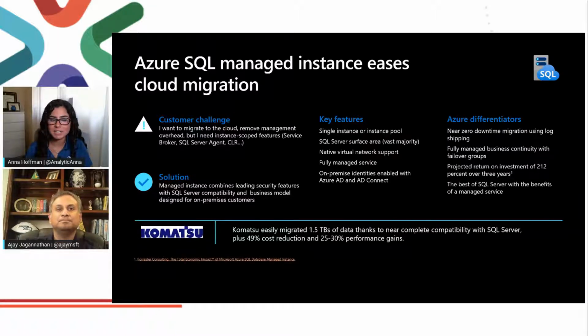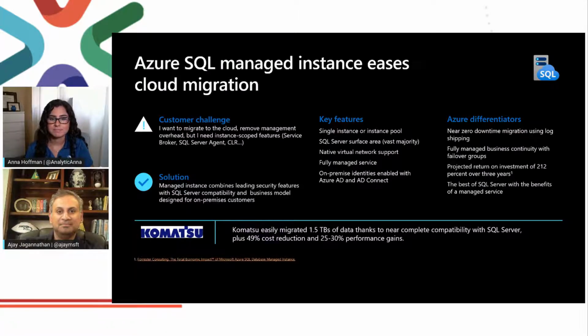A customer I really like that moved to managed instance is Komatsu. I like this customer story because they were able to move a pretty sizable database, about 1.5 terabytes, smoothly to Azure SQL Managed Instance with very few code changes. They self-reported these numbers to us, and they saw a 49% reduction in cost, which is pretty significant, as well as some sizable performance gains, 25 to 30%. So this is another example of a customer that's moved to Azure and seen great success as well as cost reduction.